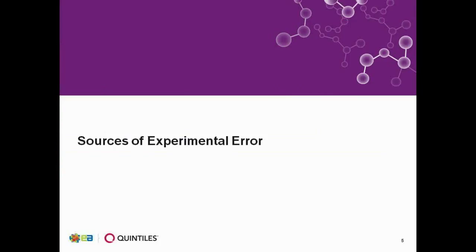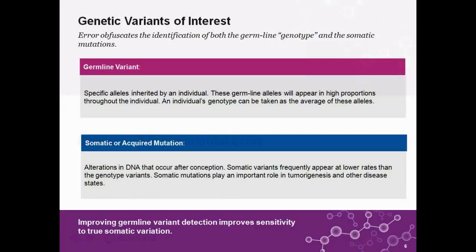All right, so let's start with the first portion of the paper, the sources of experimental error. Now, before we can talk about the sources of experimental error, it's important to understand what the different genetic variants of interest, what the different types are, because error can obfuscate the identification of both germline type variants and somatic type variants. So what is a germline variant?